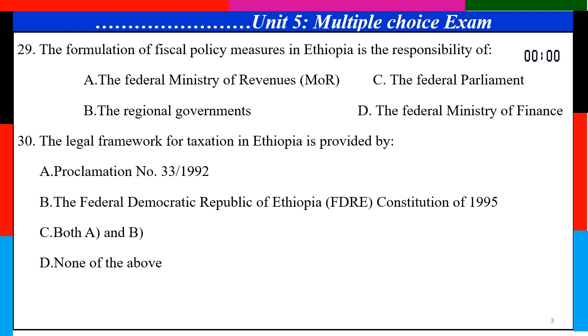The right answer for this question is choice A. The formulation of the fiscal policy measure in Ethiopia is left to whom? The Federal Ministry of Revenue. Since tax belongs to fiscal policy, the Federal Ministry of Revenue is responsible for the preparation of the fiscal policy measures.